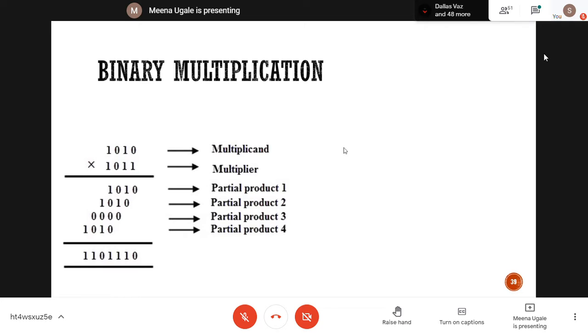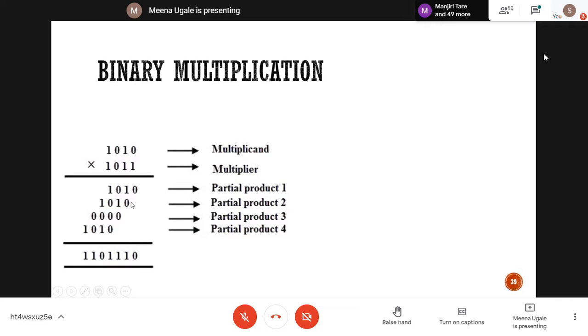When I'm going for binary multiplication now, same way like we go for decimal multiplication. I have multiplicand and multiplier. My first number is 1010 as a multiplicand and 1011 is my multiplier. So how are we going to go for multiplication? It is the same way that we do in normal decimal multiplication. We generate the partial products and then we add them to get the final result. So how is it done? 1 multiplied with 1010. So that is my first partial product I have written here.